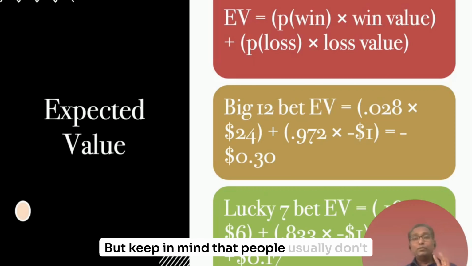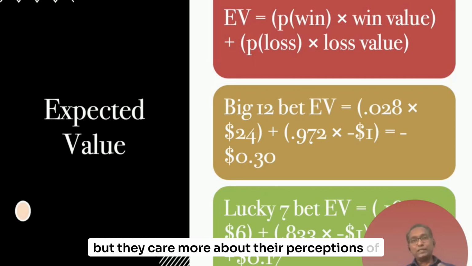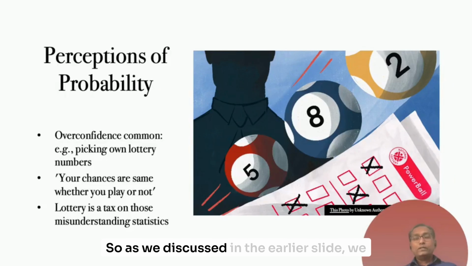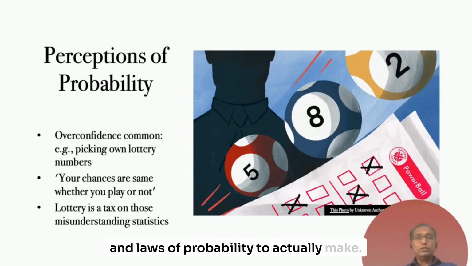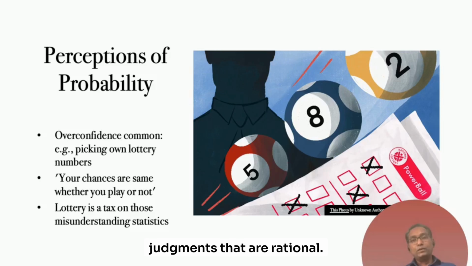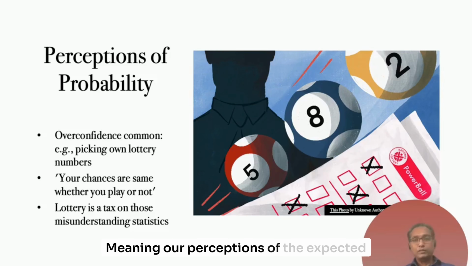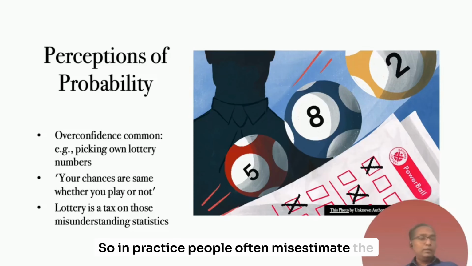But keep in mind that people usually don't care about the expected values, but they care more about their perceptions of loss and risk. That's why the fallacies. So as we discussed in the earlier slide, we said that people need to use expected values and probability to actually make judgments that are rational. But the problem is that our perceptions of probability and the actual probabilities are different, meaning our perceptions of the expected values and the actual ones are different. So in practice, people often misestimate the probabilities.